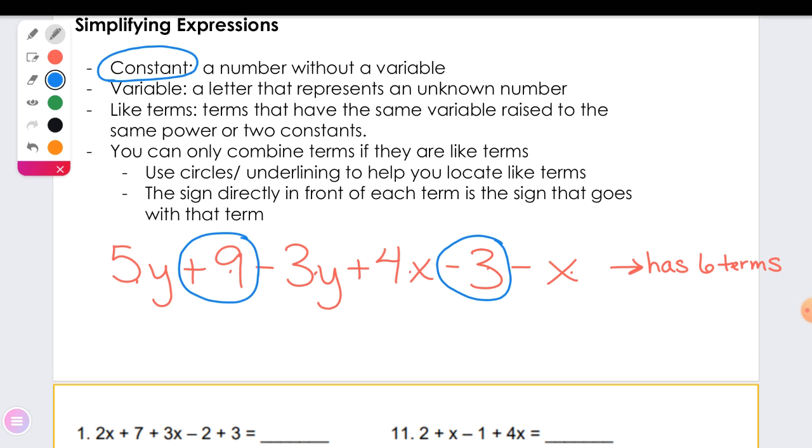Are there any other constants? Numbers without variables. Sadie? That's a variable. Yeah, so there's no other constants because a constant is a number that does not have a variable with it. Okay, so those are our only 2 constants in this problem. A variable is a letter that represents an unknown number. Okay, so there's only one variable by itself up here, but anything with a variable is considered a variable term.